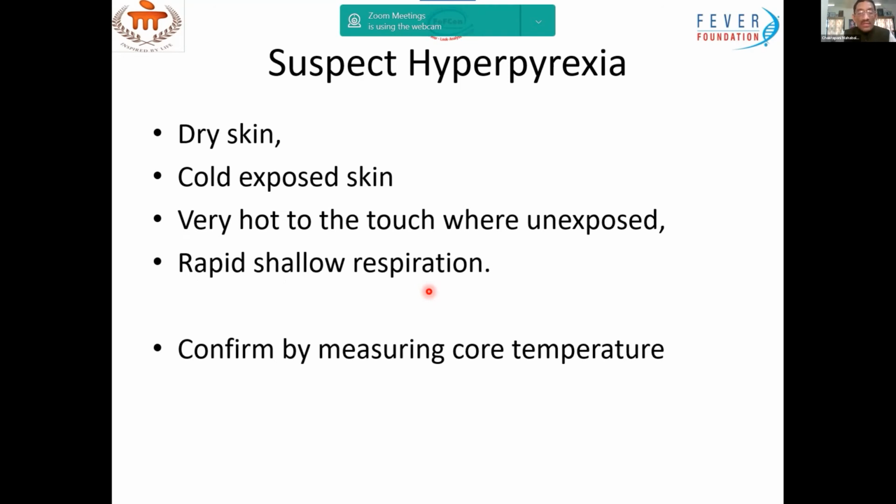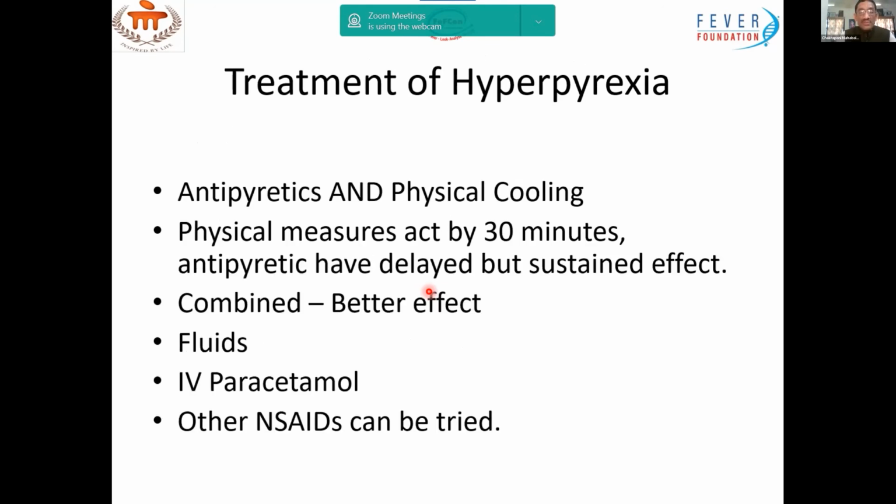You just have to touch the unexposed area, then you realize that the patient is very hot, and this is where you must suspect hyperpyrexia. Very hot skin which is unexposed, cold skin over the forehead and hands, and the skin is very dry, there's rapid shallow respiration, and this is when you suspect hyperpyrexia, and immediately confirm it by checking the core temperature either by rectal or tympanic temperature.